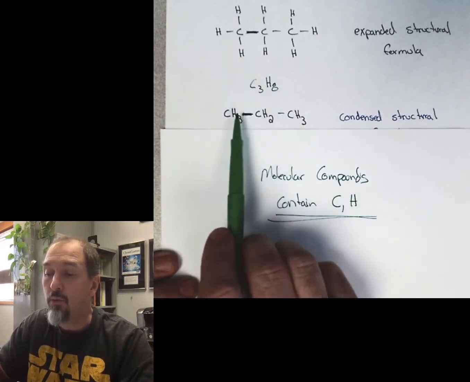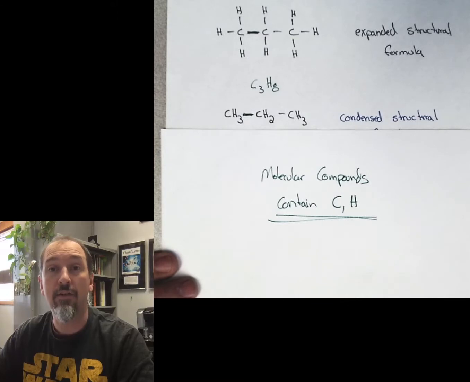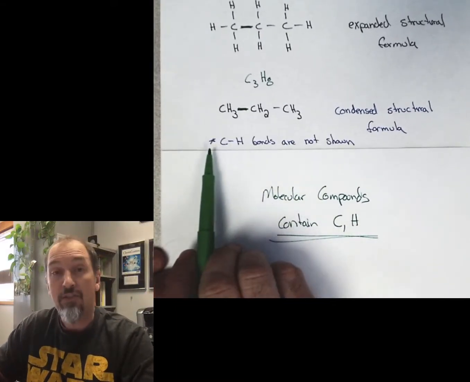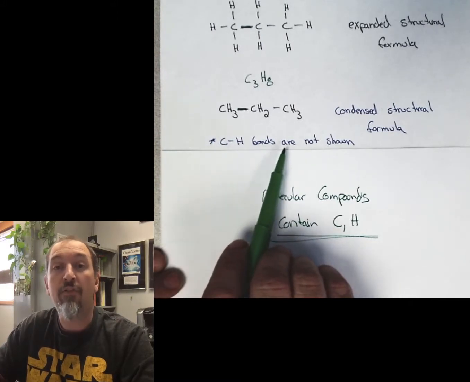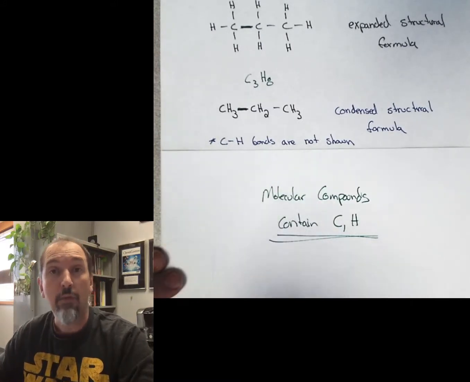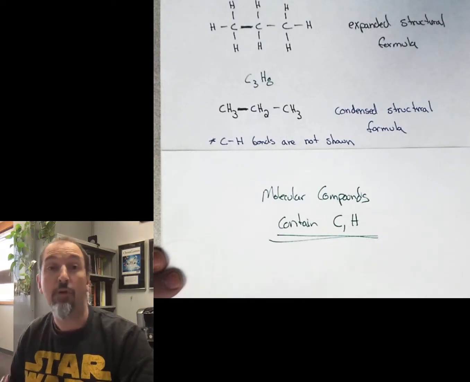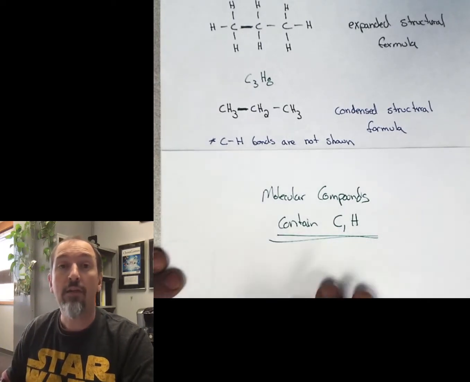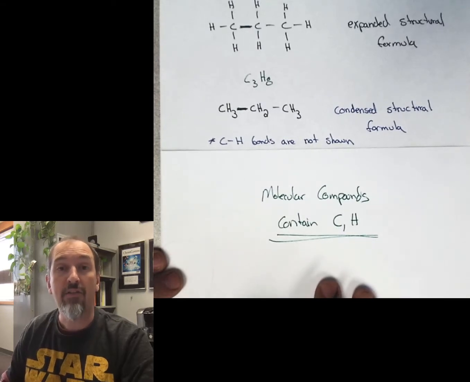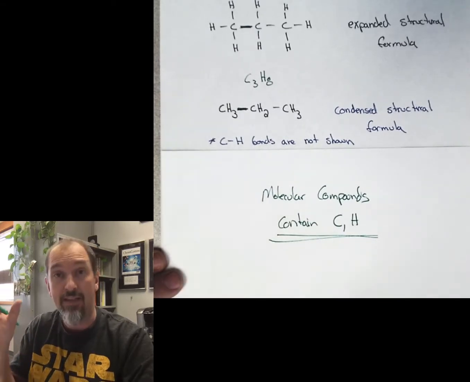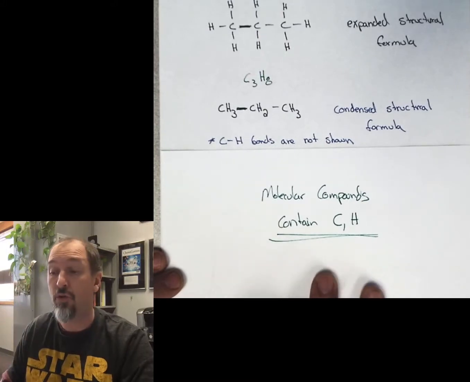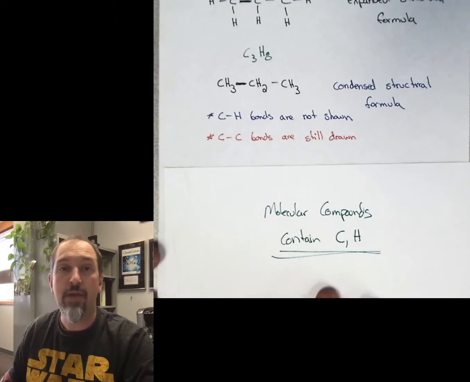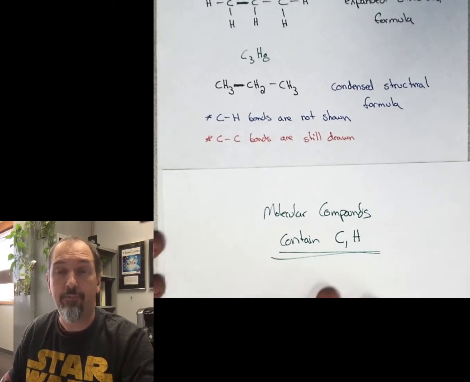So that's a condensed structural formula. And honestly, this is probably what I'll use most in class and in the lectures, the condensed structural formula. In the condensed structural formula, the CH bonds, for the most part, are not shown. Now, we will get some exceptions of that when we start talking about functional groups, particularly aldehydes. But right now, in regular organic compounds, that CH bond is not shown. We condense that down. That's what makes it the condensed structural formula. The CC bonds, however, are still drawn.